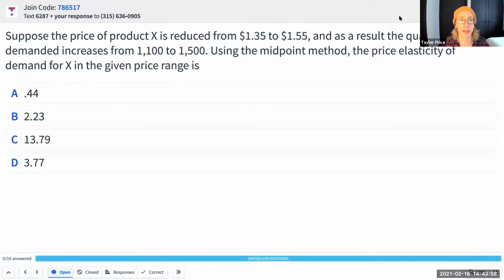So the question is asking, suppose the price of product X is reduced from $1.35 to $1.55. And as a result, the quantity demanded increases from 1,100 to 1,500. So using the midpoint method, the price elasticity of demand for X in the given price range is what? So I'll give you a couple minutes to calculate that, and then we will go over the answer. And let me know if you have any difficulty accessing or entering your response in the meantime.